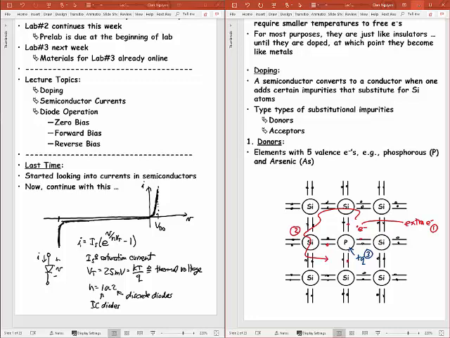Okay, what this picture is showing is what happens when we dope the silicon. When we dope the silicon, what we're doing is we're replacing silicon atoms with another type of atom. And we can make the silicon do special things if we choose an atom that has 5 valence electrons, that's phosphorus or arsenic, or we choose something with fewer than 4 valence electrons, that would be acceptors like boron, which I'm about to talk about a little later on.